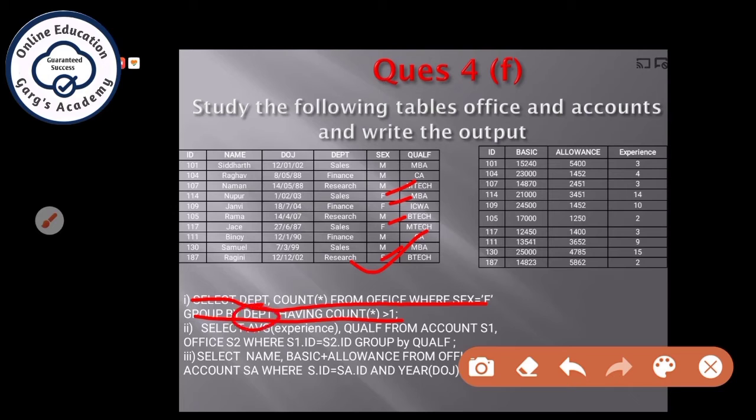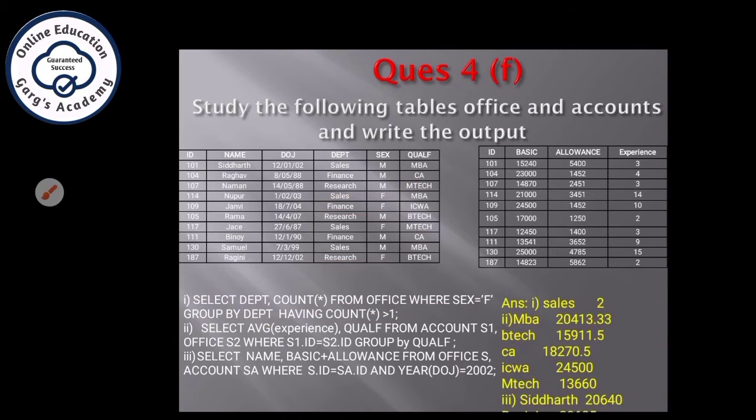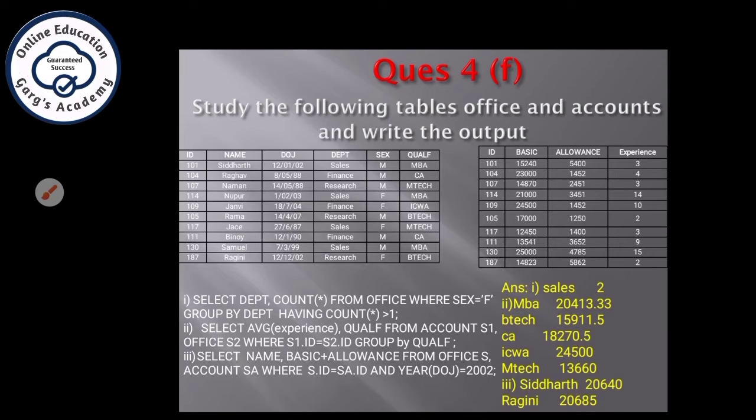Now you have to group by them using the department column. So here total sales department has 2 female candidates, finance 1 female candidate, and research 1 female candidate. But now you have to write having count star greater than 1, means only sales will be the result in this way. Next question.